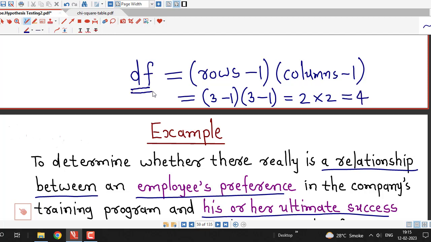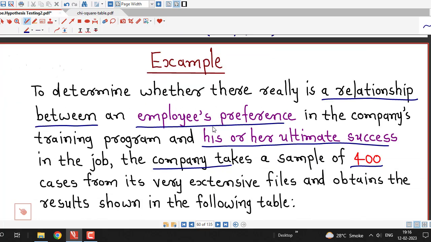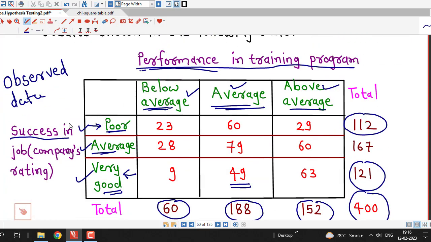We will consider degrees of freedom equal to number of rows minus 1 times columns minus 1, or we can say that number of categories minus 1 for both the variables. So number of rows will be equal to number of categories for this variable success in job, and number of columns will be equal to number of categories for this variable performance in training program.